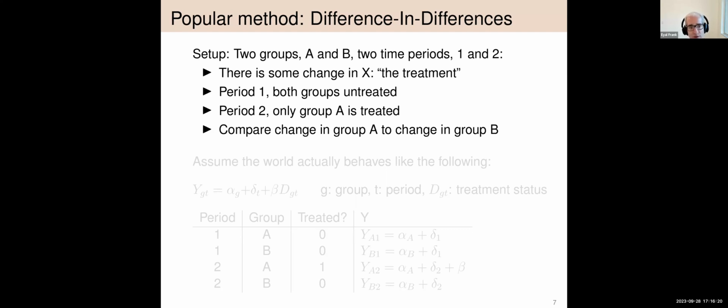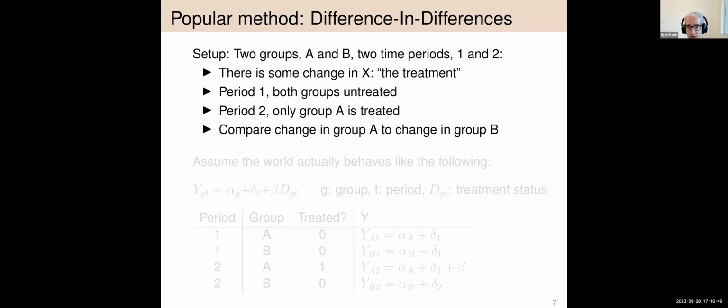We're going to keep things very simple. We're going to have 2 groups, A and B, 2 periods, 1 and 2. In period 1, both of the groups are not experiencing a certain condition. Okay, they're not receiving the treatment, they're not experiencing the policy, they're not experiencing the shock. In the second period, only group A is going to experience it, group B is not going to experience it.